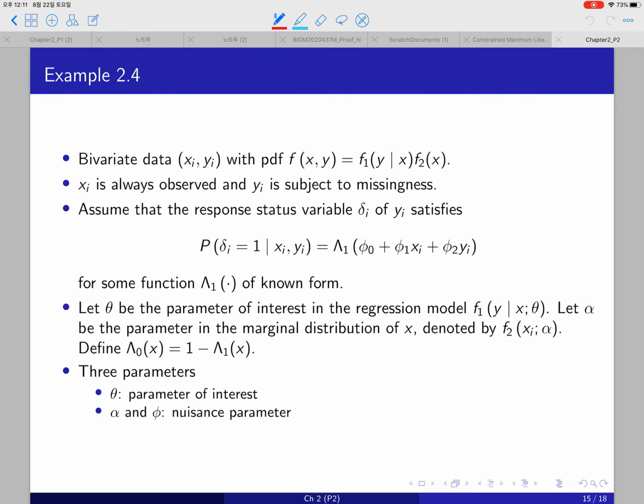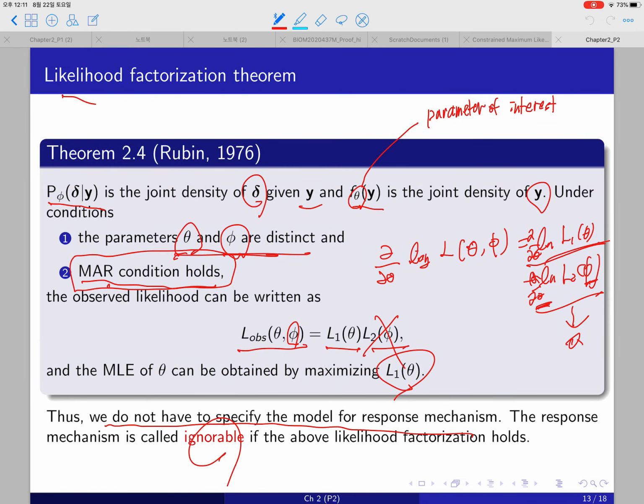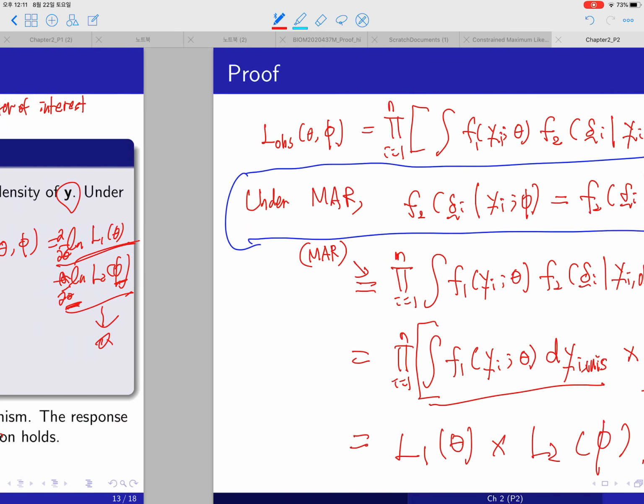Example 2.4 is used to illustrate the observed likelihood and the factorization theorem. So this one, we can call the likelihood factorization theorem.